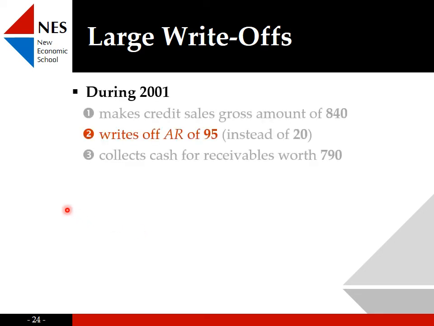What implications will this have on the company's accounting? So clearly there will be no effect on the credit sales, and there will be no effect on the collections. However, there will be an effect on the write-offs. The write-offs will not be 20 as in the base case, but they will be 95.